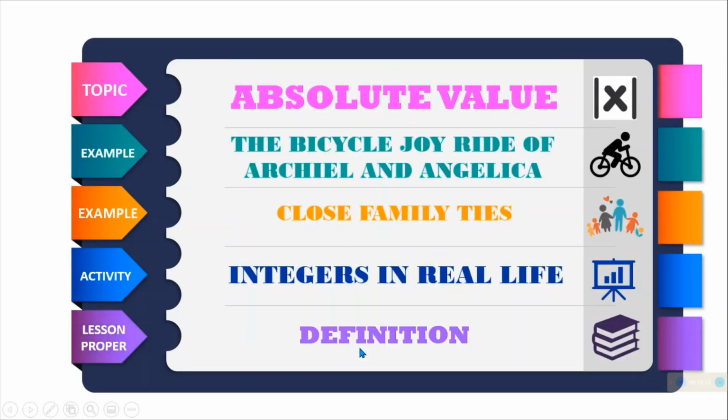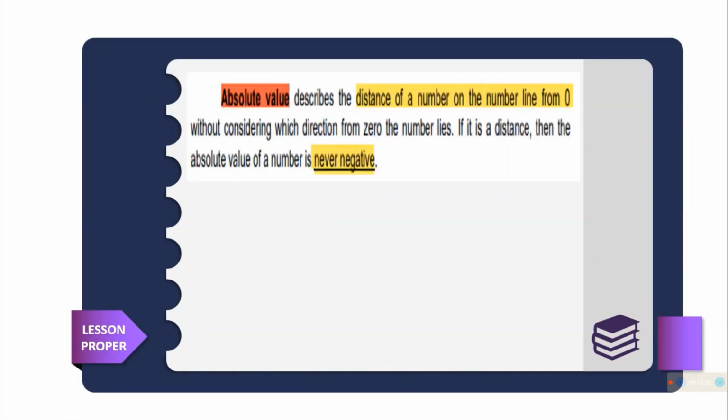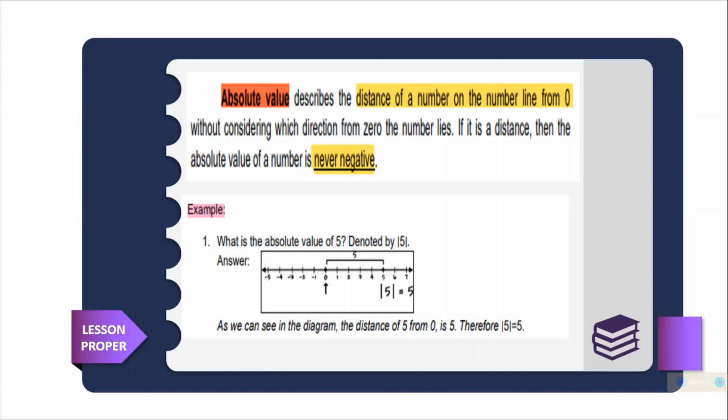Next activity or the lesson topic is definition. So, absolute value describes the distance of a number on the number line from 0 without considering which direction from 0 the number lies. If it is a distance, then the absolute value of a number is never negative. So, pag distance, kahit anong direction, it is always positive.